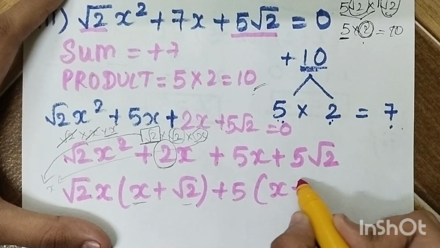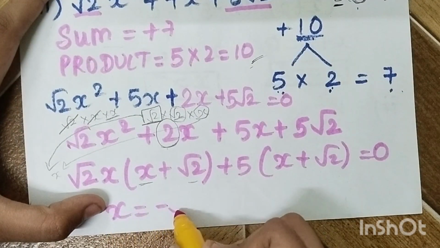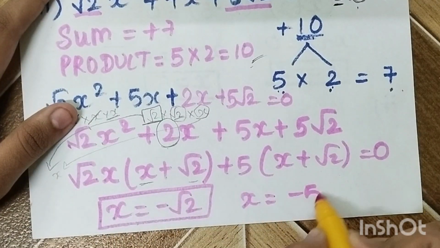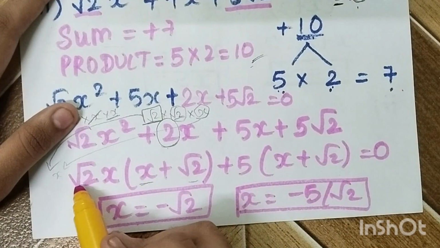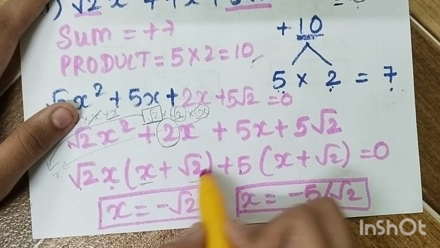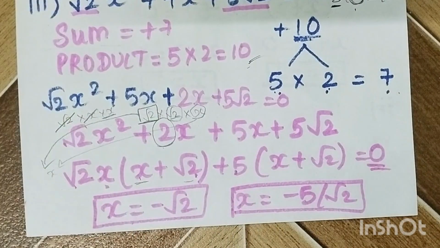So I'll be getting x plus root 2 is equal to 0. So x is equal to minus root 2, and then x is equal to minus 5 by root 2. So I have skipped here one step, which is root 2 x plus 5 in one bracket, and then x plus root 2 in one bracket, which is equal to 0. So after equating you will get this answer. Clear? So now moving on to the fourth sum.